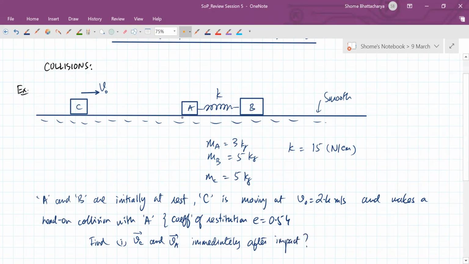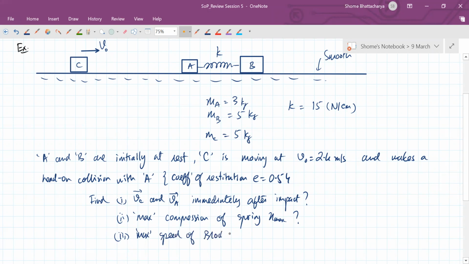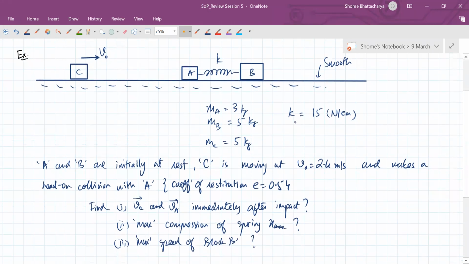And we have to find the maximum compression of the spring, and we have to find the maximum speed of block B. Okay. So I'll just leave you with a minute to go through the question, then we'll discuss about it.